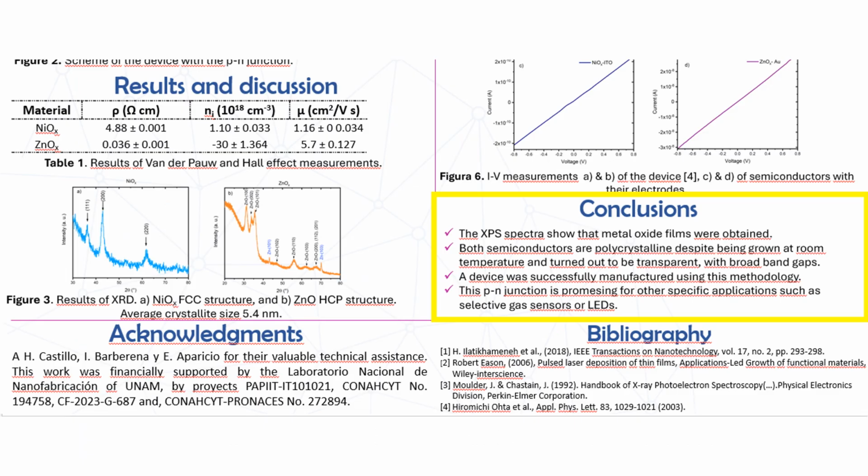Finally, the main conclusions of this work are: from the XPS spectra, we see that both are metal oxide films. Both semiconductors are polycrystalline despite being grown at room temperature, and turn out to be transparent with broad band gaps. A device was successfully manufactured using this methodology, and the p-n junction is promising for other specific applications such as selective gas sensors or LEDs.